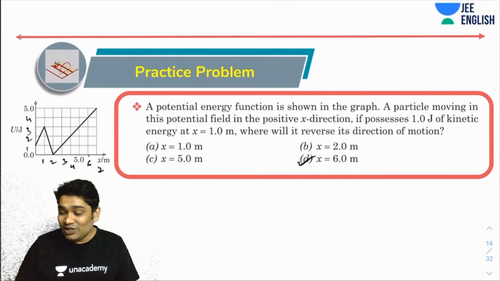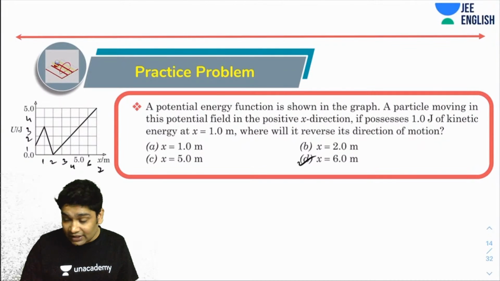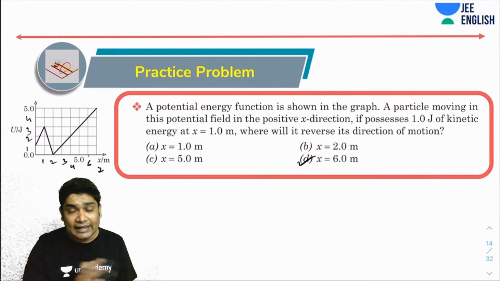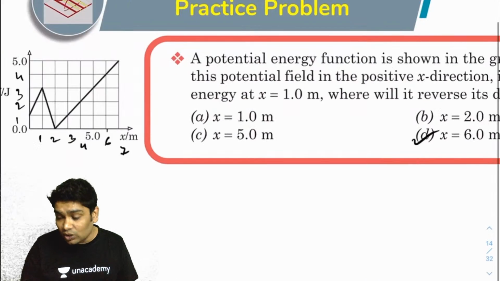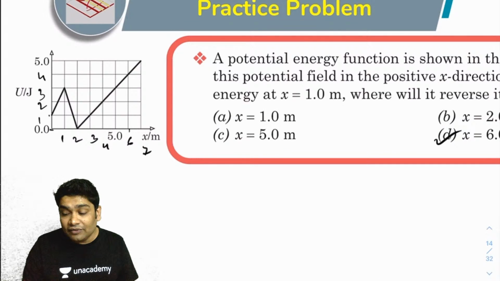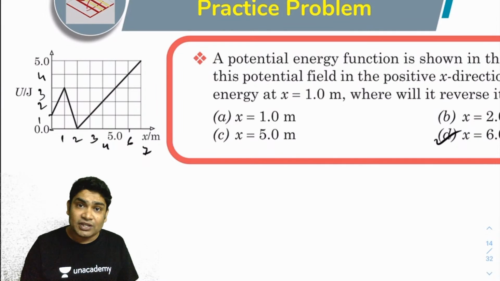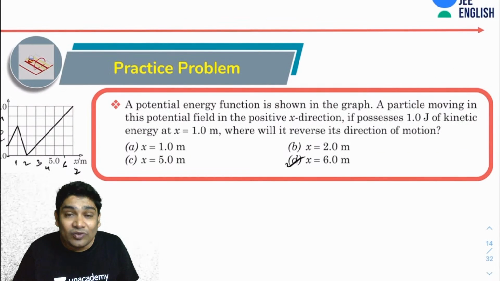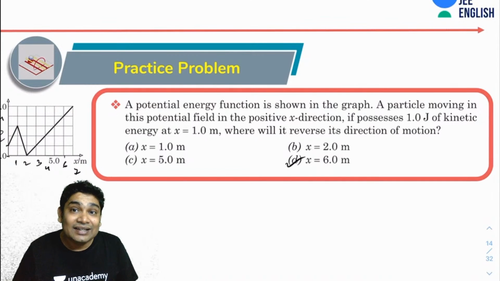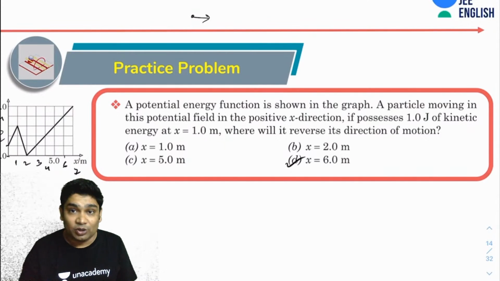Okay. So see, the potential energy function has been shown. This function represents the potential energy at any x. At any x, what would be the potential energy of a particle? If the particle was at x equals 0, then it would have had a potential energy of 1. If it was at x equals 1, it has a potential energy of 3 and so on. Now you have been told a particle is moving in this potential field in the positive x direction. So the particle is already moving in positive x direction. This you have been told.